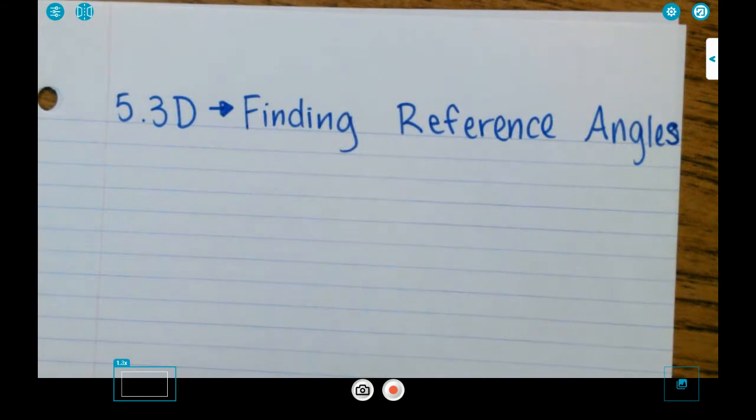So here's the story with reference angles. Today, we're only going to find them. Tomorrow, we're going to use them. So today, you're going to be like, why am I doing this? I'm not actually doing anything with it. Tomorrow, you'll be able to use them. It's just too much to do in one day.